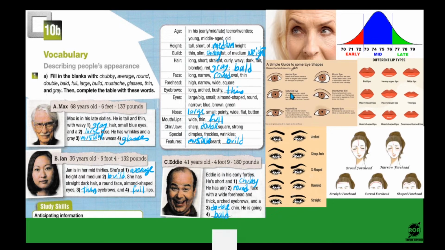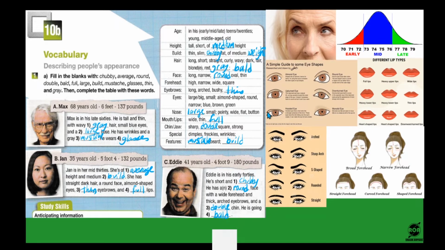Okay, here for instance you have forehead: broad forehead, narrow forehead, straight forehead, curved forehead, and shaped forehead. Eyebrows, here you have some examples of eyebrows. Okay, arched, also steep arched, rounded, straight, and more. Okay, then for the eyes you have it right here. This is an almond eye because it looks like an almond. Then upturned eye, hooded eyes, and others.